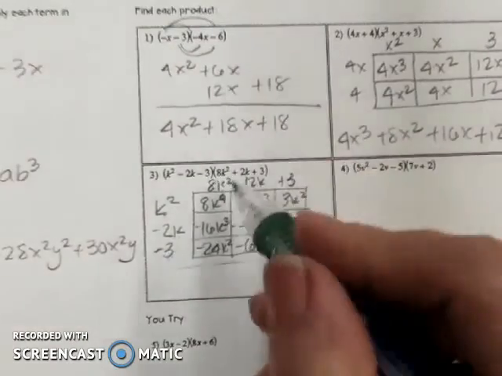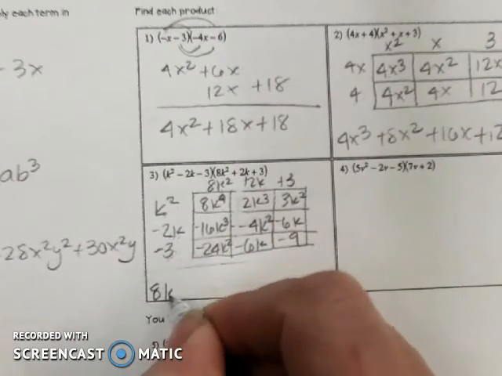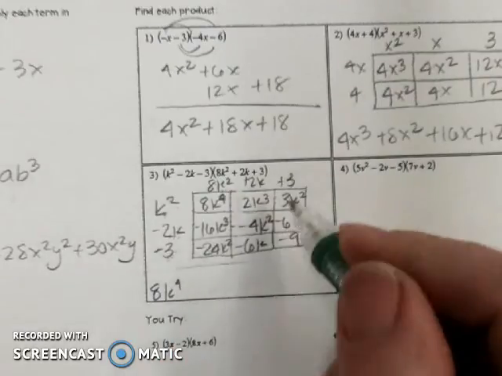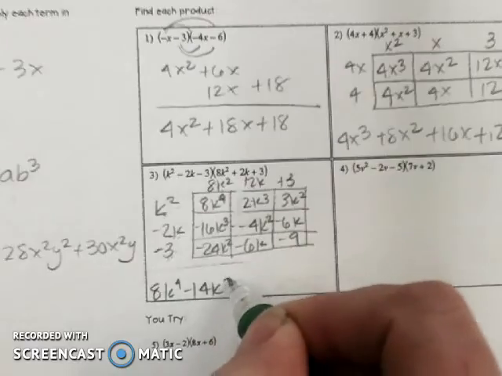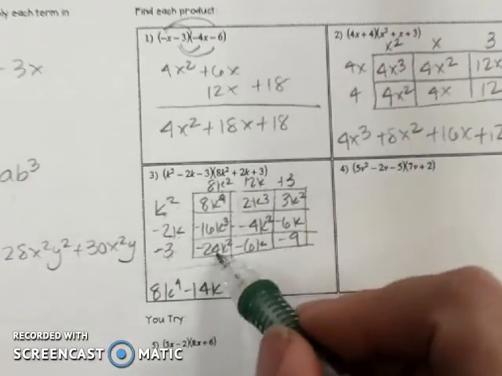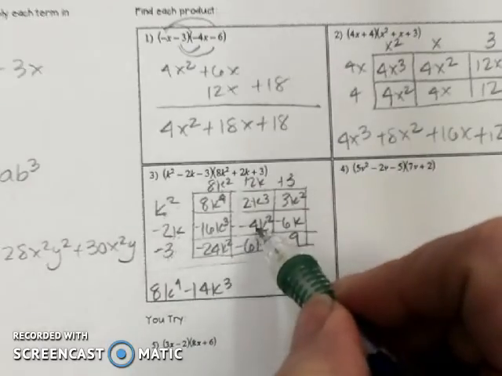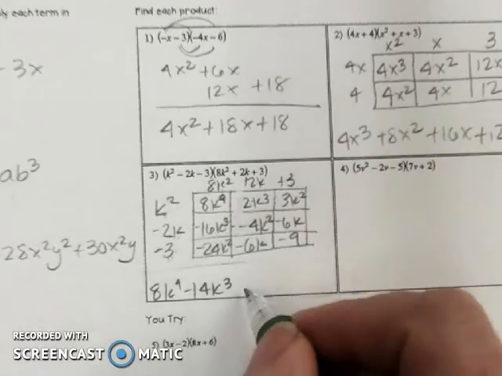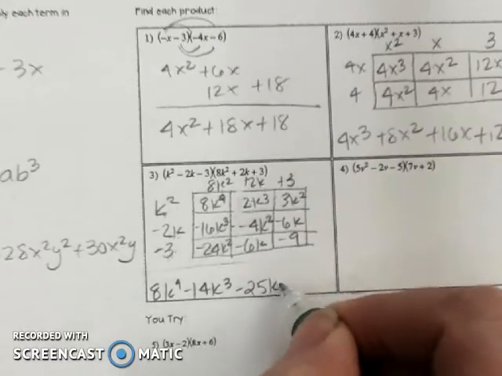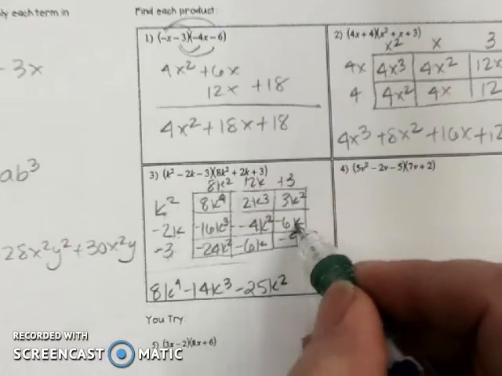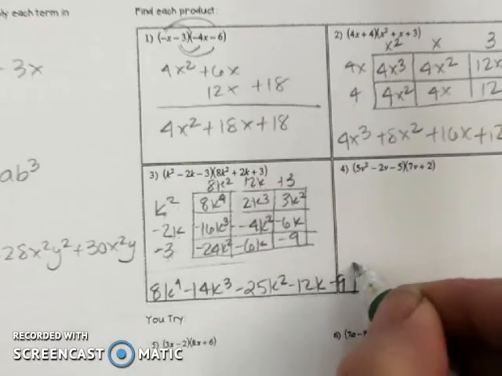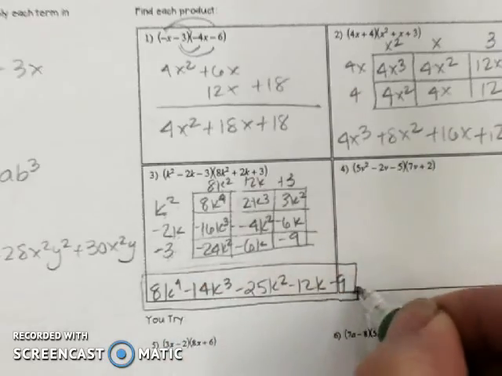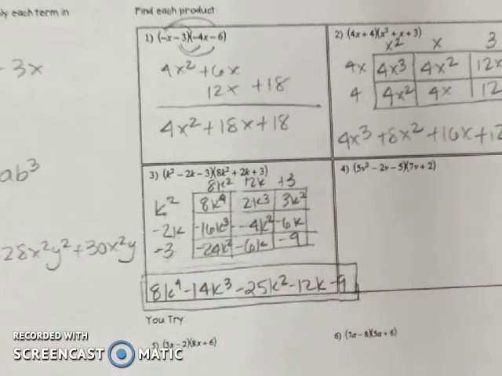So I've got 8k to the 4th. Back up and rewatch that if you didn't catch my mistake. Negative 16 and positive 2 gives me negative 14k cubed. Negative 24 and negative 4 is negative 28. And negative 28 plus 3 is negative 25k squared. Negative 6 and negative 6 gives me a negative 12k minus 9. There's the right answer.